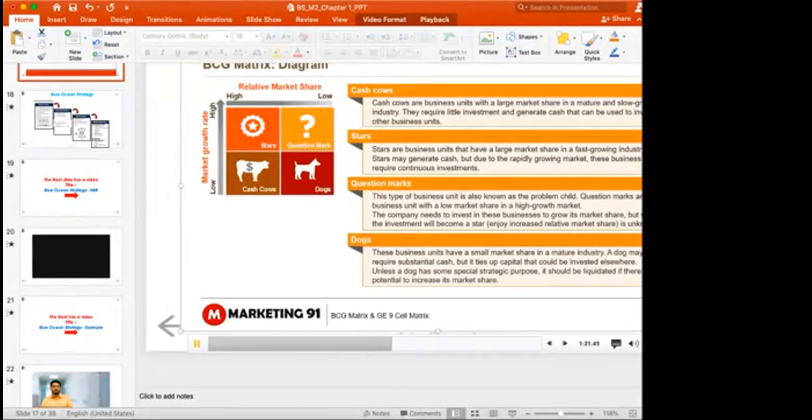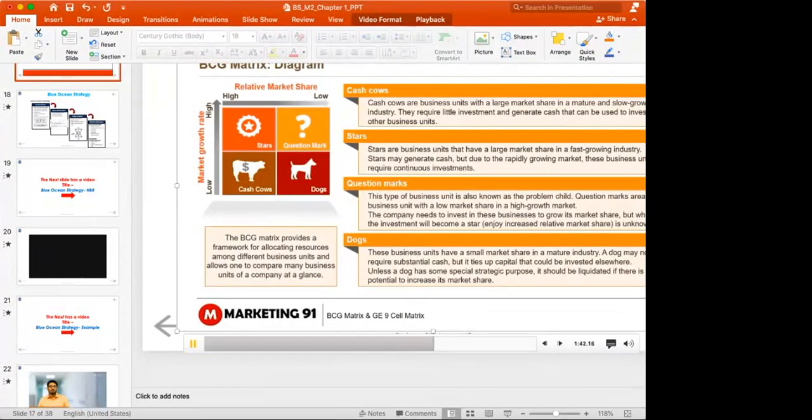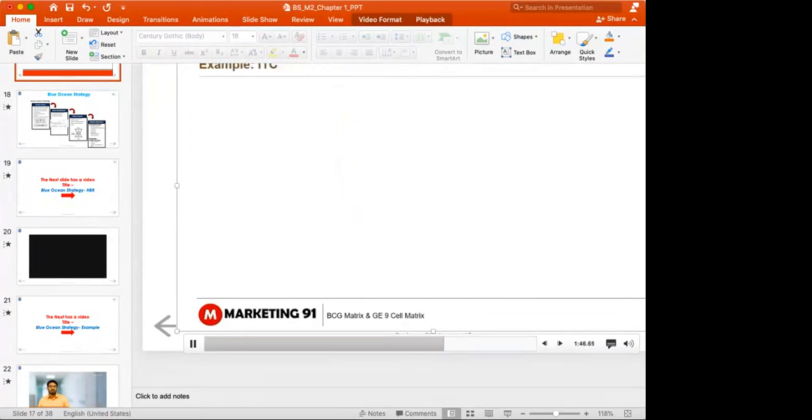And dogs. These business units have a small market share in a mature industry. A dog may not require substantial cash, but it ties up capital that could be invested elsewhere. Unless a dog has some special strategic purpose, it should be liquidated if there is little potential to increase its market share. Thus, the BCG Matrix provides a framework for allocating resources among different business units and allows one to compare many business units of a company at a glance.